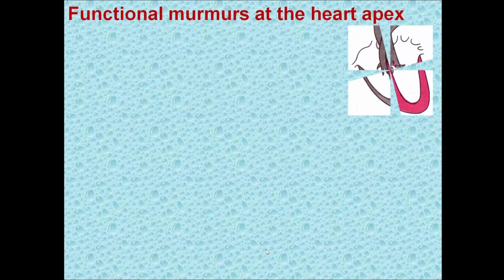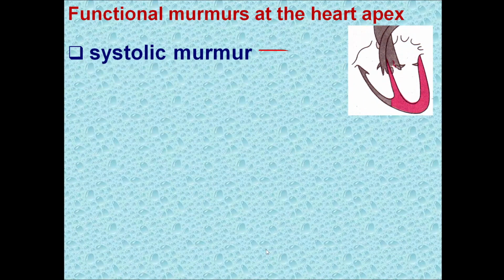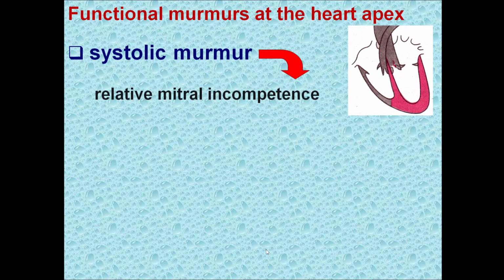I want to remind you of the mechanism of formation of the functional murmur at the heart apex in a patient with aortic regurgitation. One minute ago we spoke about the systolic murmur due to relative mitral incompetence, because the dilated left ventricle dilates the mitral orifice, which cannot be closed by the normal mitral valve that did not grow together with dilation of the orifice.